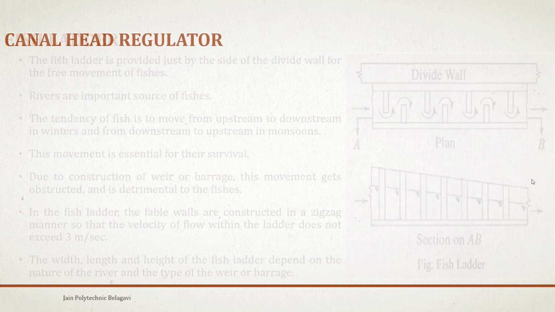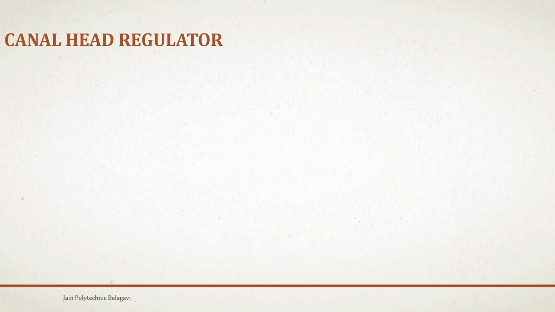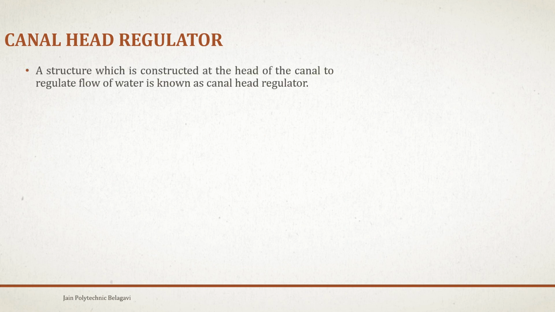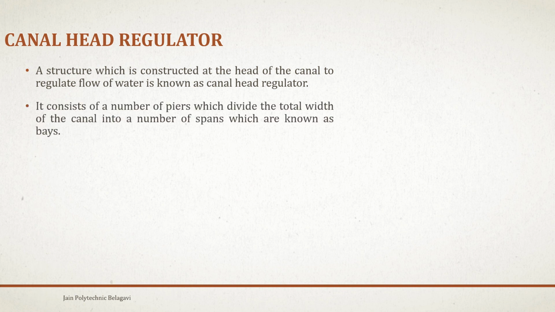Okay. Next, we'll go to canal head regulator. A structure which is constructed at the head of the canal to regulate flow of water is known as canal head regulator. It consists of a number of piers which divide the total width of the canal into a number of spans which are known as bays.